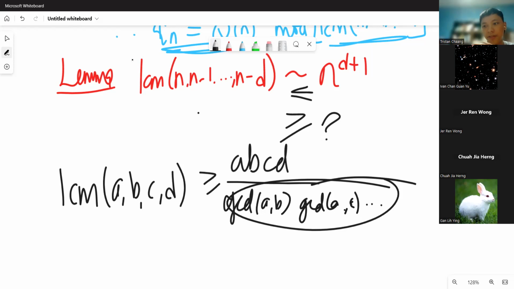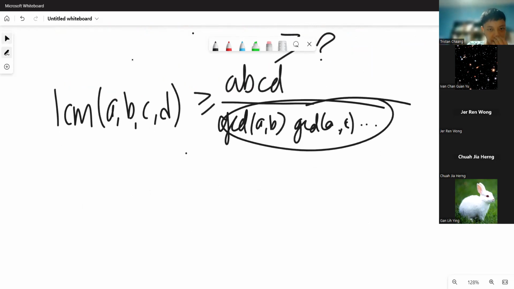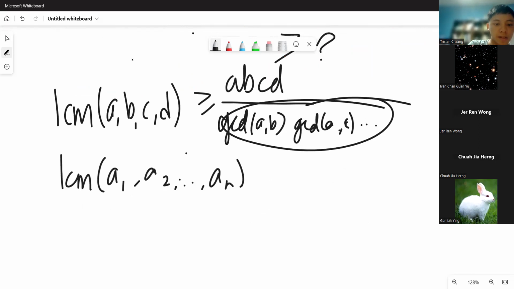It's kind of like the version of the two variable case. The LCM of A and B is AB over GCD AB, right? It's just that here we are kind of deleting even more common factors. So maybe let's say A1, A2, dot dot dot, AN. So can we prove that?